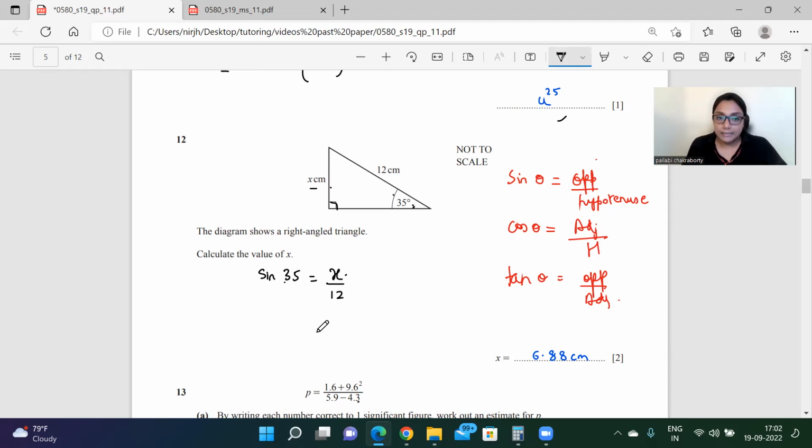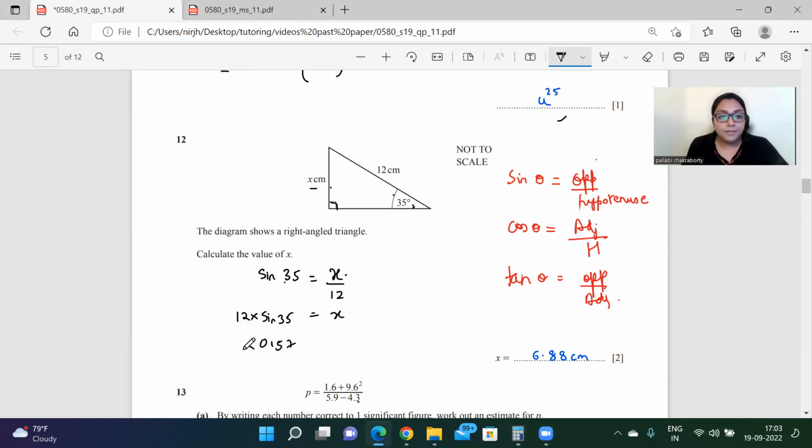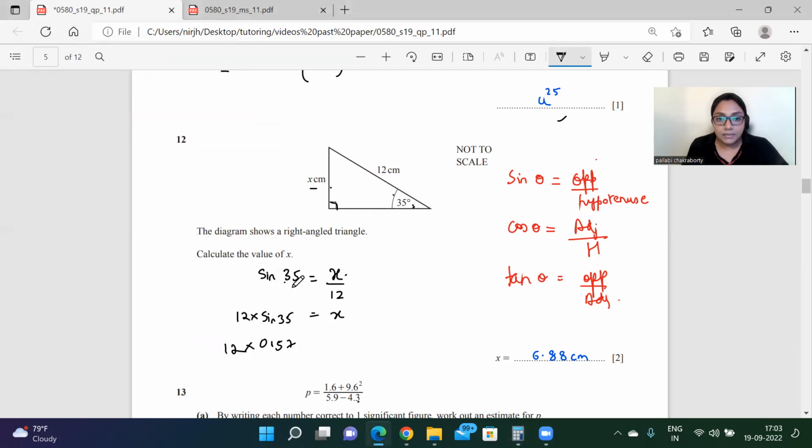From here, you have to find x. Now, how do we do that? X becomes 12 times sine of 35. Now, we will use our calculators. So, let me just clear this. Then we have 35, and we will take the sine of 35, which comes out to be 0.57. And we will multiply that with 12 to see what we get. So 0.57 times 12, and we get 6.88 as x. So 6.88 centimeters will be our x, and that's the answer.